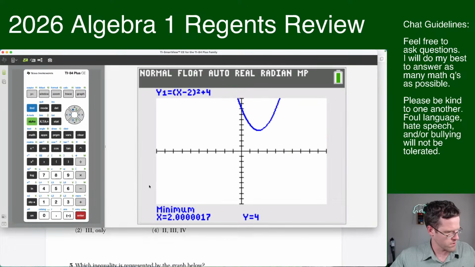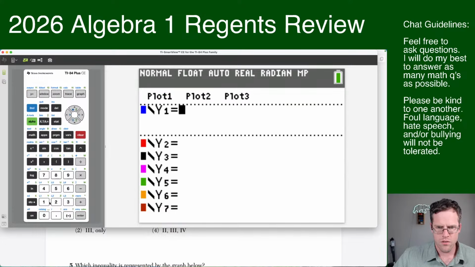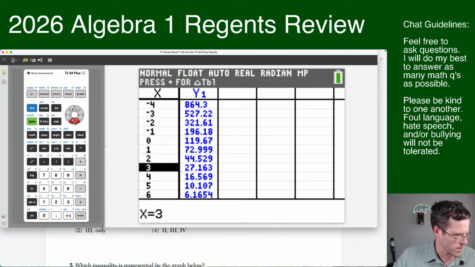Okay, so this one, I just have the function I'm going to type in. So this is really just calculator skills. So y equals 119.67 times 0.61 to the x power. Great. And now we want to know what's going on at week 3 and week 5.